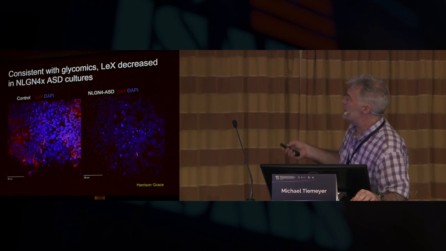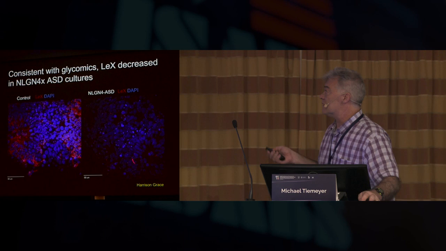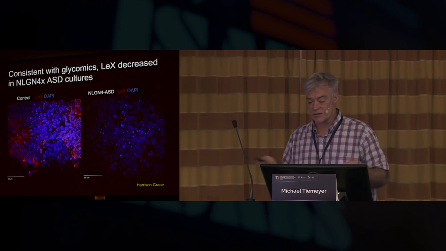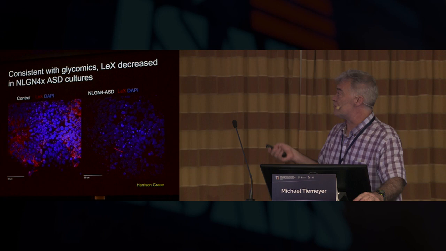So there's some maturation phase through which these cells must go, in which Lewis X is first upregulated and then downregulated, and these autism spectrum disorder cells are somehow stuck in this differentiation phase, and that's reflected in this glycomic profile.